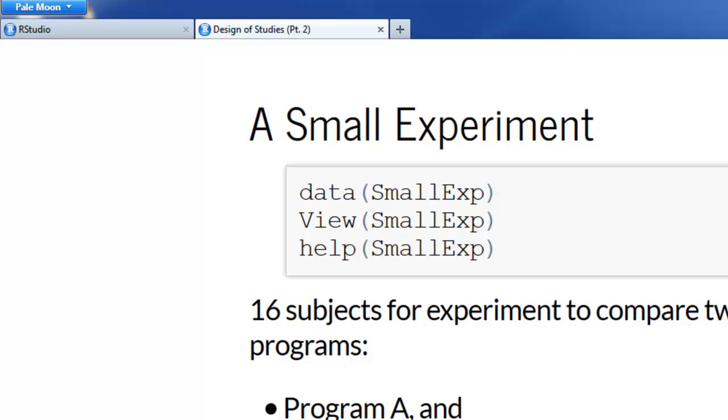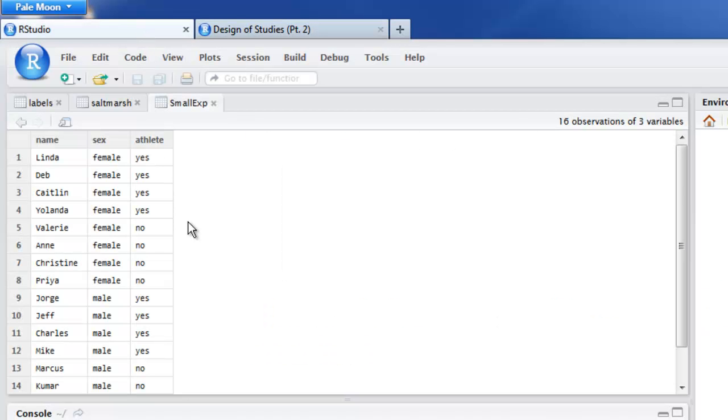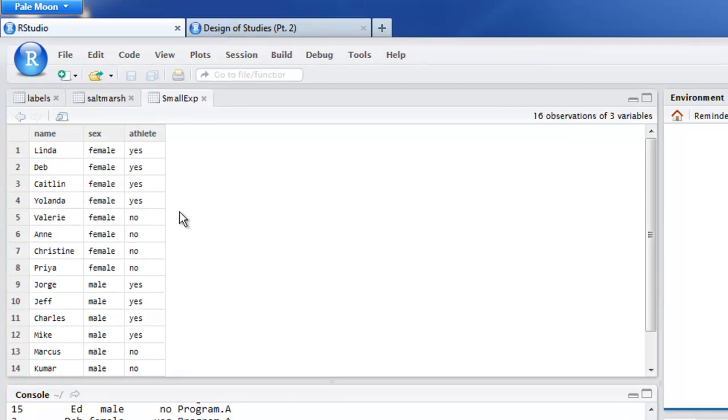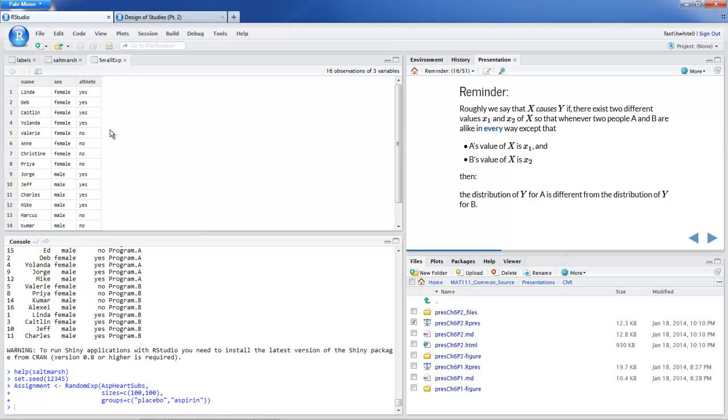The basic idea is that you have 16 subjects who have agreed to be part of an experiment to compare two weightlifting programs, Program A and Program B. Let's go ahead and take a look at this data frame. We find it in the source files, and looking at it we see that we have the name of each subject as the first column. We've also recorded the sex of each subject. There's 8 females and 8 males, and we've recorded whether or not the subject is a varsity athlete. 8 of them are athletes and 8 of them are not.